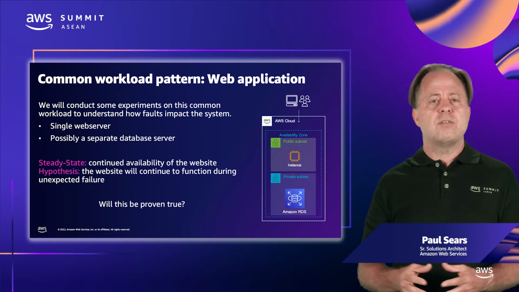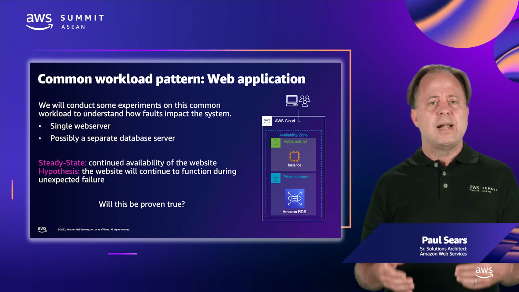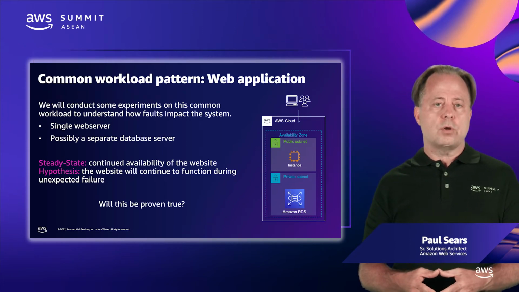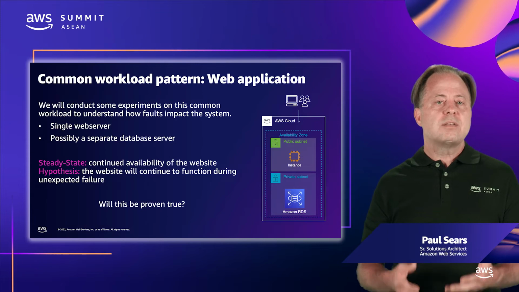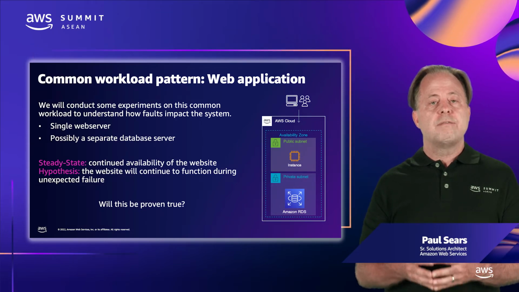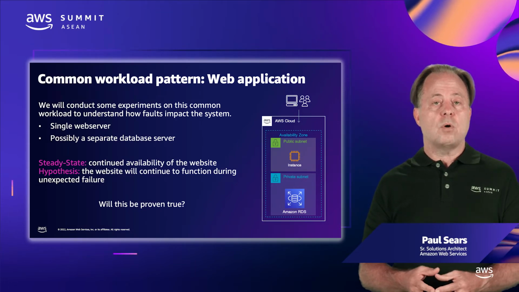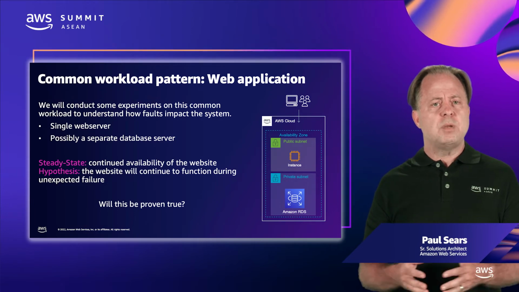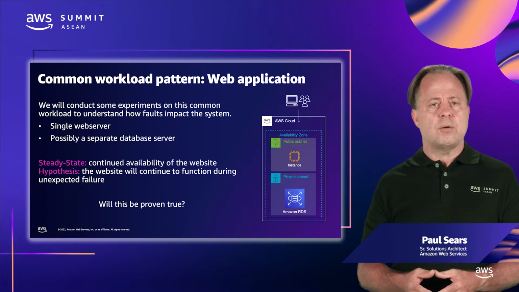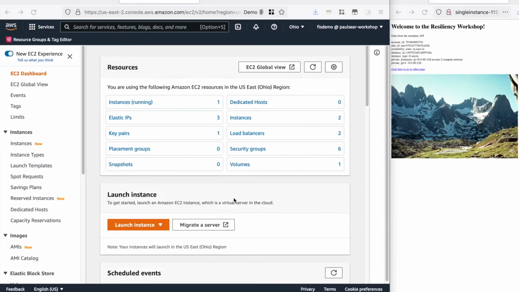You might already have an understanding of these failure points, as this is a very simple workload architecture. But as the complexity of workloads increase, failure points might not be so obvious. Will our hypothesis be proven true? Let's find out. I have a simple architecture consisting of an EC2 server and a database that will simulate a typical web-based workload, which displays a simple web page and image.